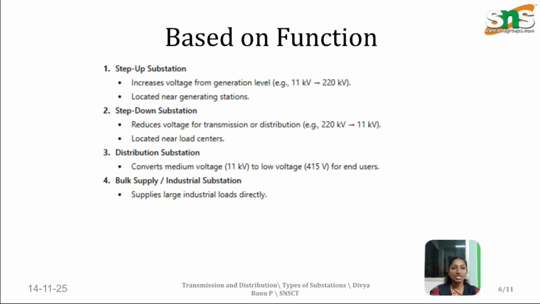So based on the function, like whether it is going to step up or step down, or it is going to distribute, or the supply is given to the industries. If the voltage is increased, then we call it step up, and if we decrease the voltage, then we call it step down. And when it converts medium voltage to low voltage, like 11 kilovolt directly converted to 415 volt for the end users, then we call it a distribution substation. And if we directly supply to the industry, then we call it an industrial substation or bulk supply.